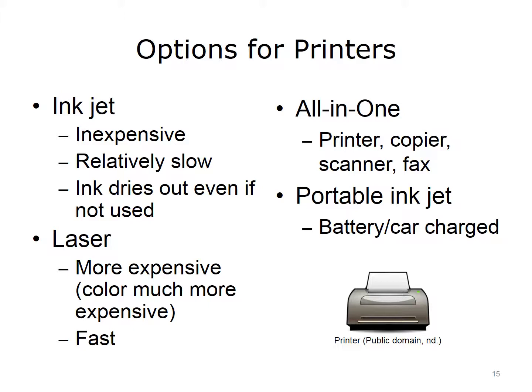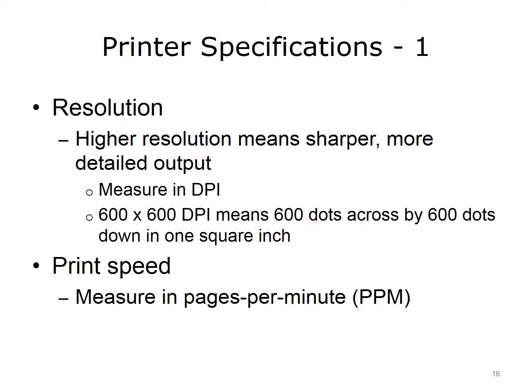For home office or small business, there are all-in-one machines that are a printer, copier, scanner, and fax, essentially a printer and scanner combined with a phone line connection. Mobile users may purchase portable inkjet printers that are small and battery or car charged. Determining which printer is the right printer for you will involve reviewing its specifications. The most important ones are listed here.